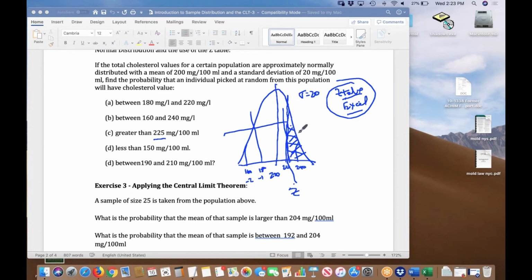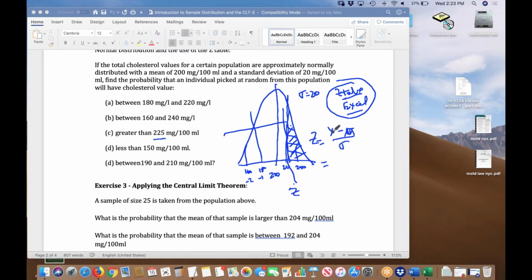Okay, the area that we're interested in is greater than 225. So what's our Z score equal to? Well, it's going to be equal to the value we're interested in, X minus mu, over sigma. We're looking at how many standard deviations.